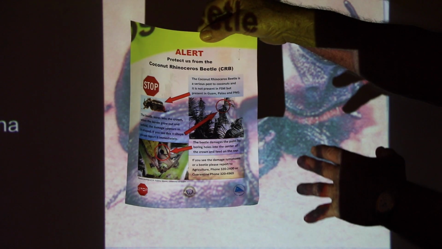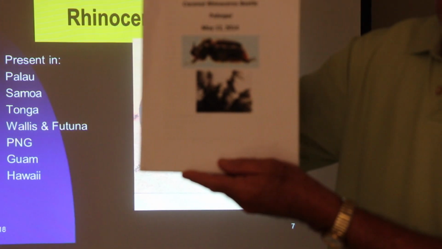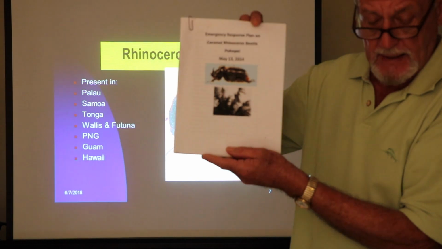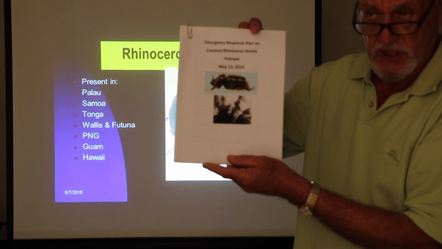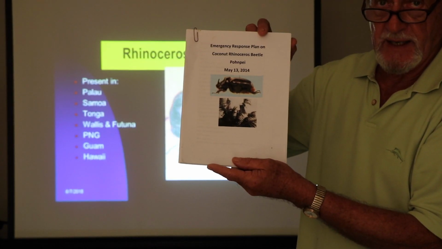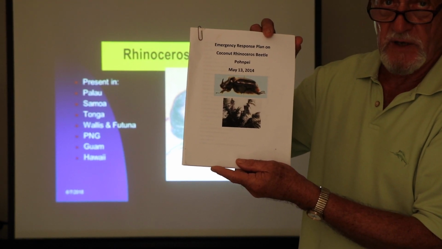If people report, we'll send specialists to the field to find out if it is caused by the rhinoceros beetle. And if this is the case, we have just developed an emergency response plan. This plan tells us exactly who is doing what. So if we find out that the beetle is established or found, we will have people going to the field and trying to eradicate it before it spreads more. So this is the emergency response plan.